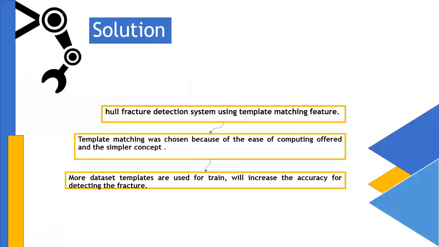So then we are offering a solution by developing a hull fracture detection system using template matching feature. Template matching was chosen because of the ease of computing over and the simpler concept. The more dataset templates are used for train will increase the accuracy for detecting the fracture.